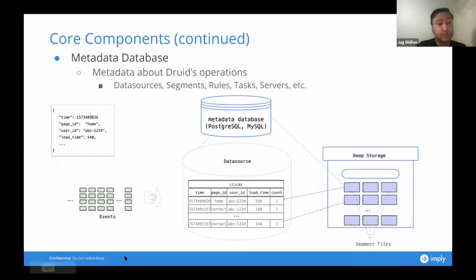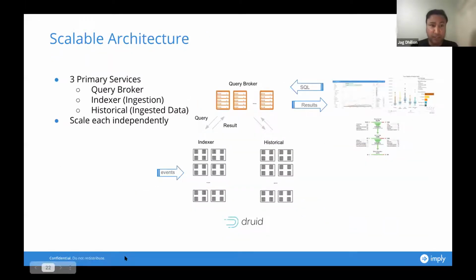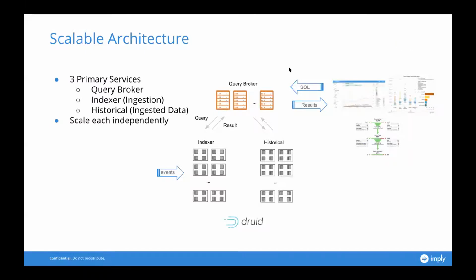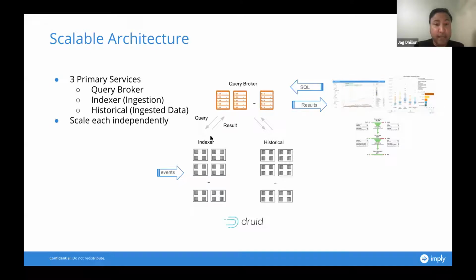And then you have a scalable architecture with a number of services: the query broker, and then the indexers. The events, as they are being generated, are ingested by the indexer, and the historicals are where the data that has been ingested is stored. The query brokers are what users connect to in order to run their queries. These queries come in either via SQL or JSON, running via their own user interface, and the results are returned there.